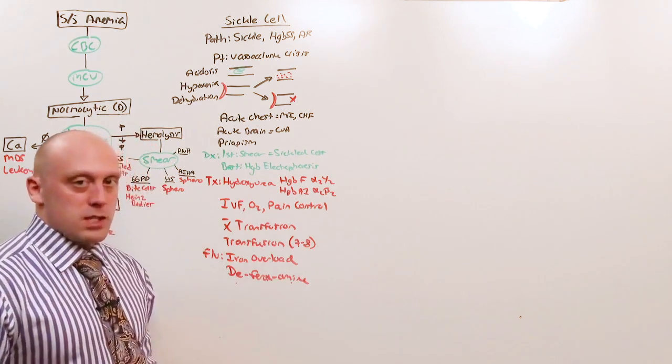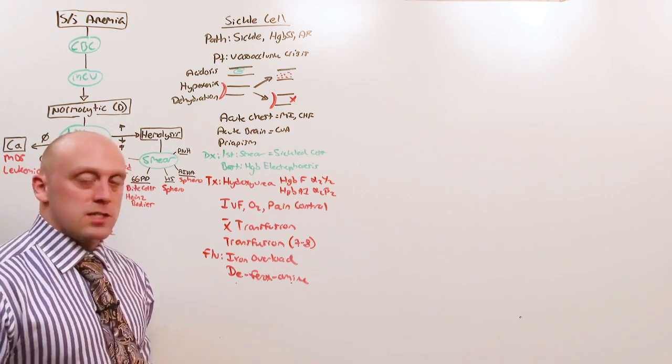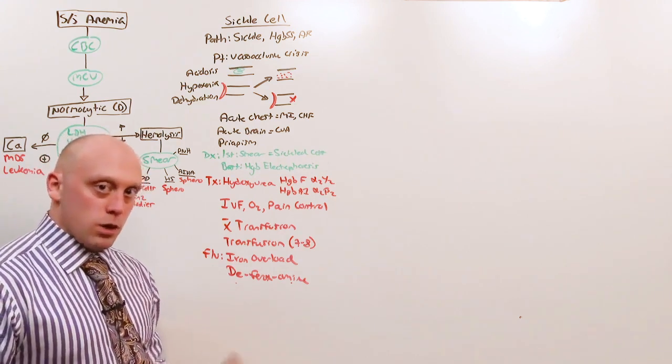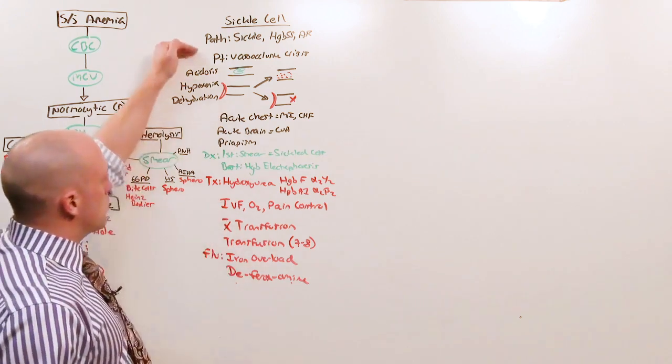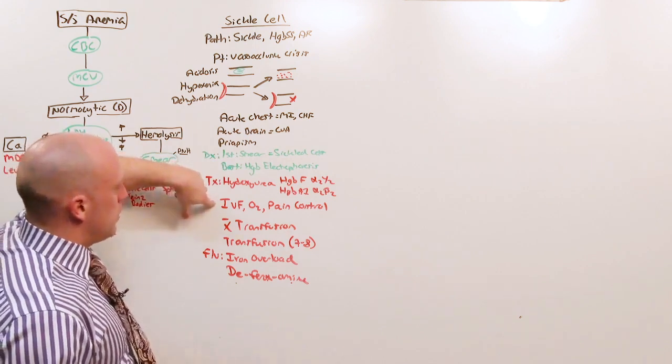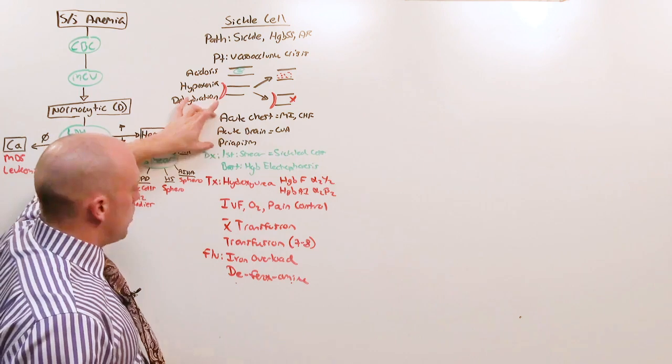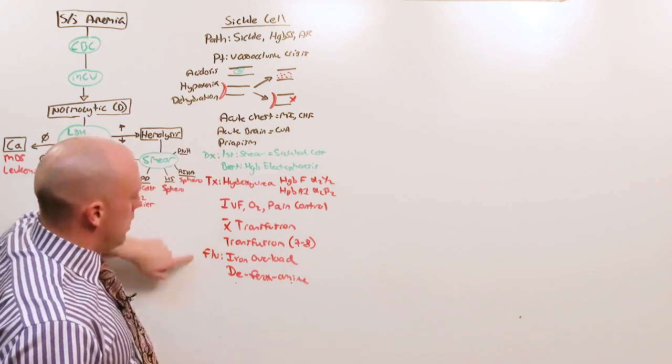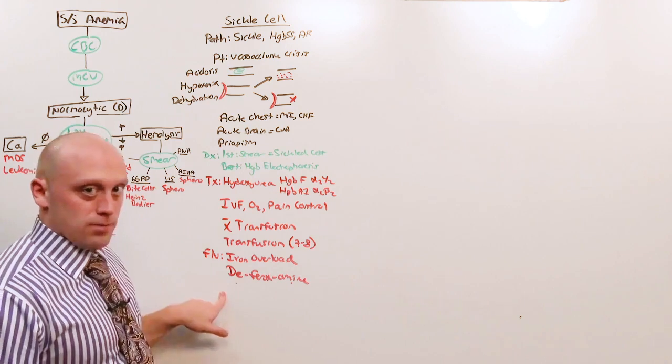What I want you to realize is there is far more to this disease than I'm letting on in this lecture. What I want you to realize is vaso-occlusive crisis, look for sickled cells, treat with fluid, oxygen, pain control. If you see a stroke, MI, or priapism, exchange transfusion, and iron overload is treated with deferoxamine.